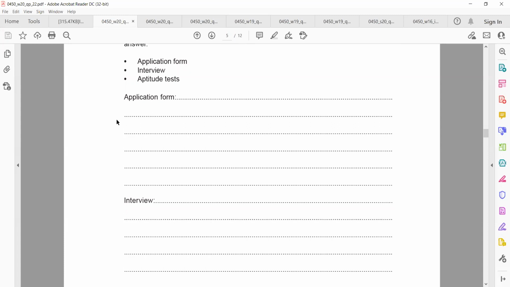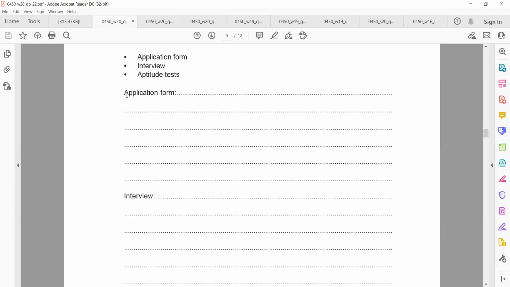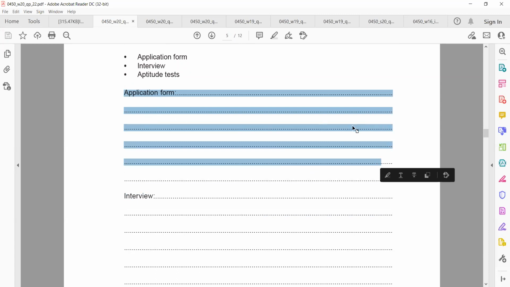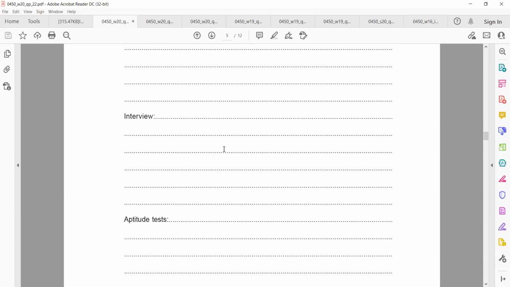If there are 3 things, just choose 2. But this is only to be done if you are running out of time. If you don't have enough time, out of these 3, choose 2. Let's say you are mastering more application form and interview. Explain this completely. 1 knowledge, 2 analysis, 1 application.